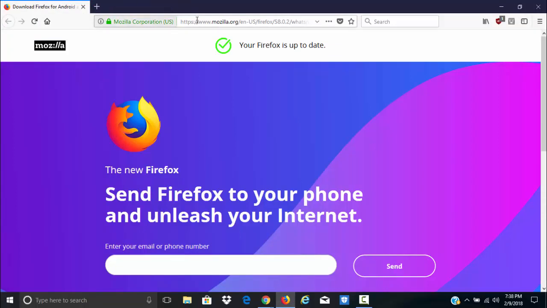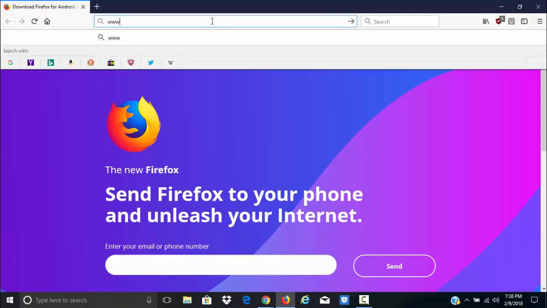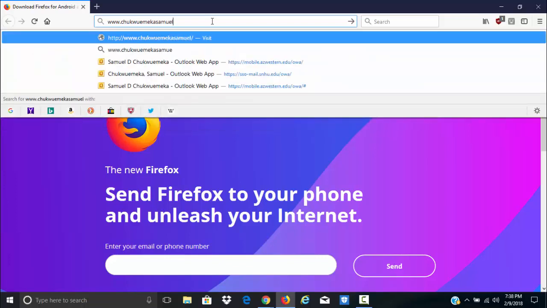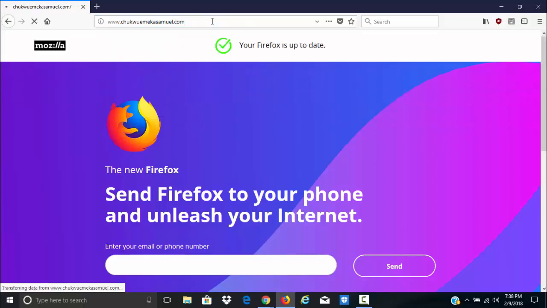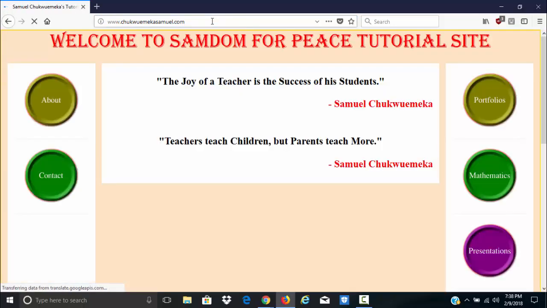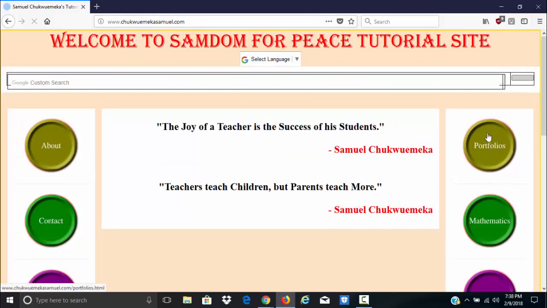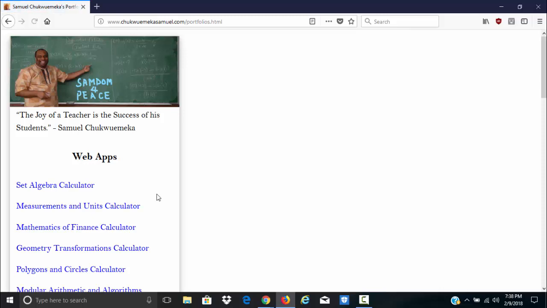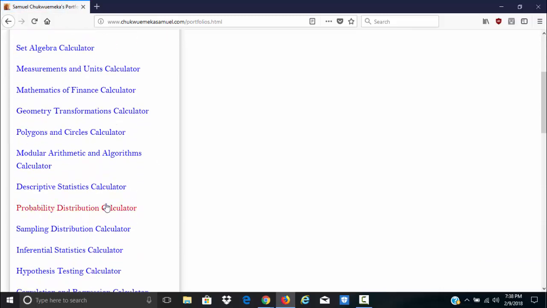I'm going to type in my website, www.chukwuemekasamuel.com. This is a mobile-friendly site, chukwuemekasamuel.com. Then I'll click on portfolios, and I'm going to get the probability distribution calculator. So this is the calculator we'll be using.